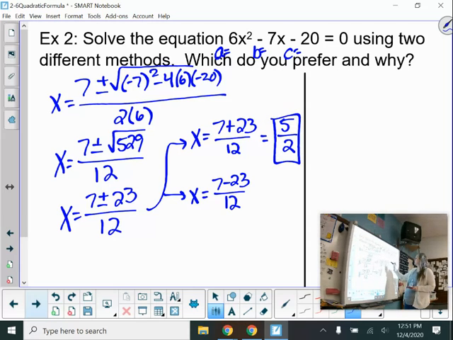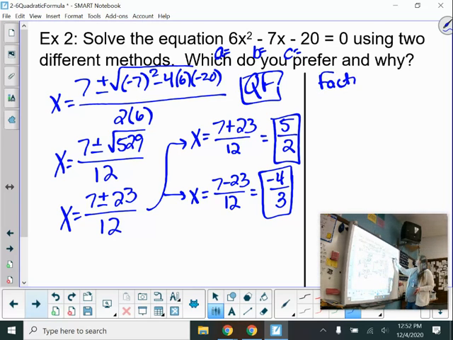So that's one of my answers. The other one, 7 minus 23, is going to be negative 16. Negative 16 over 12, both of those can be divisible by 4. And so that's going to turn into negative 4/3. So those are your 2 solutions, 5 halves and negative 4/3. And I'm just checking myself because for some reason I'm doubting basic math. Okay, we're good with that. So this was the quadratic formula.